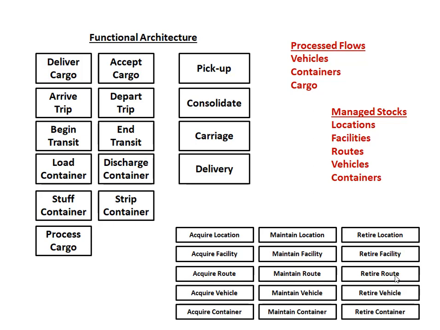How do I pick new routes? How often do I buy vehicles? How often do I maintain my containers? Those questions still have to be answered by our system, and those aren't stock and flow questions. So we presume an acquire, maintain, retire triad for any of the stocks going on in our system. And that gives us a pretty complete picture of what we need to have in terms of the functional architecture going forward.